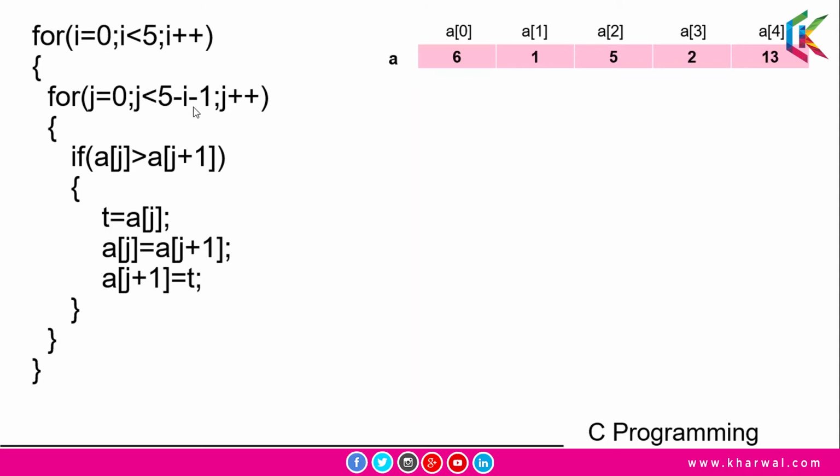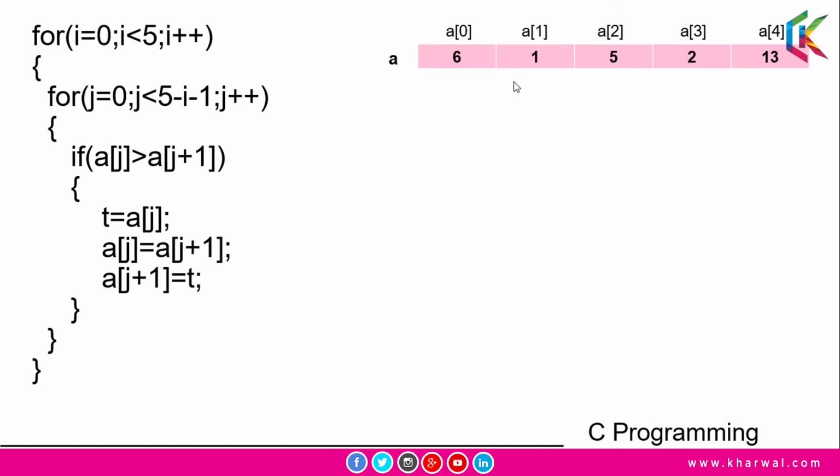So 0 less than 3 and this condition is true, then it will again check this condition. So a of 0 is greater than a of 1, and this is true because 6 is at index 0 and 1 is at index 1. So these values will be swapped.